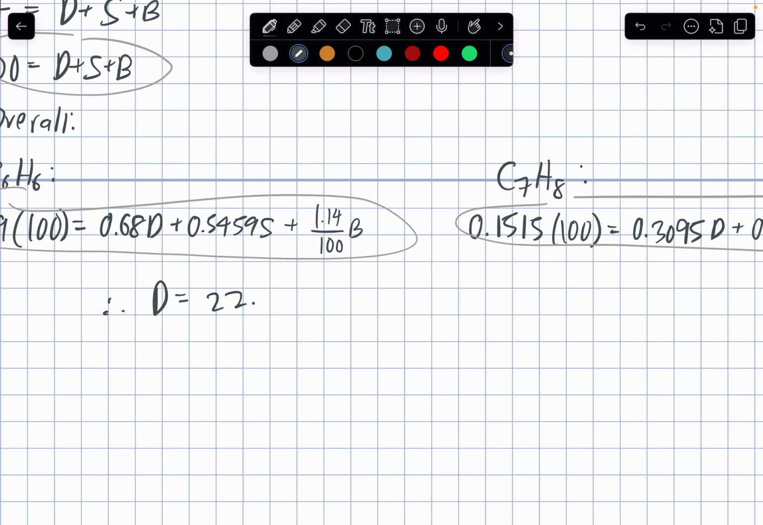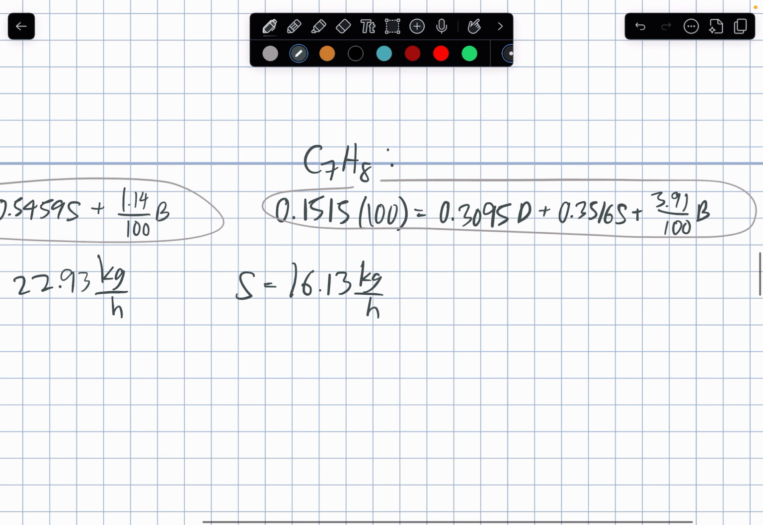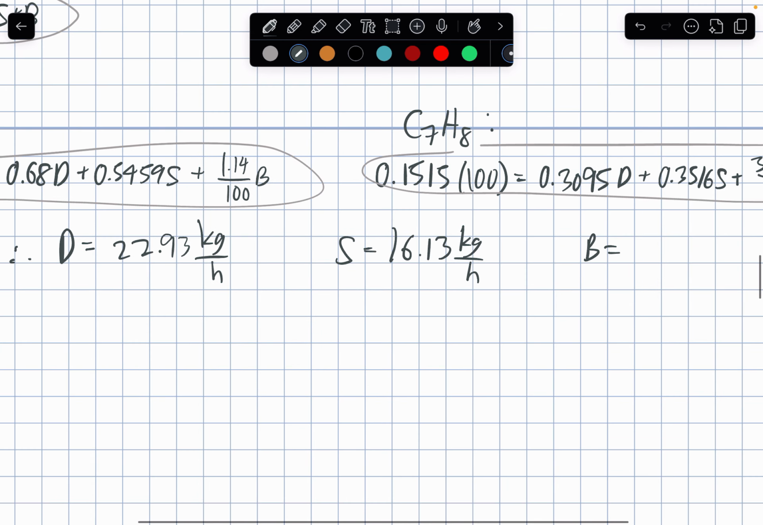So D is 22.93. Everything that we used is in terms of percent weight, so kilograms per hour. S is 16.13 kilograms per hour. B is 60.94 kilograms per hour. These aren't the final answers yet, no?